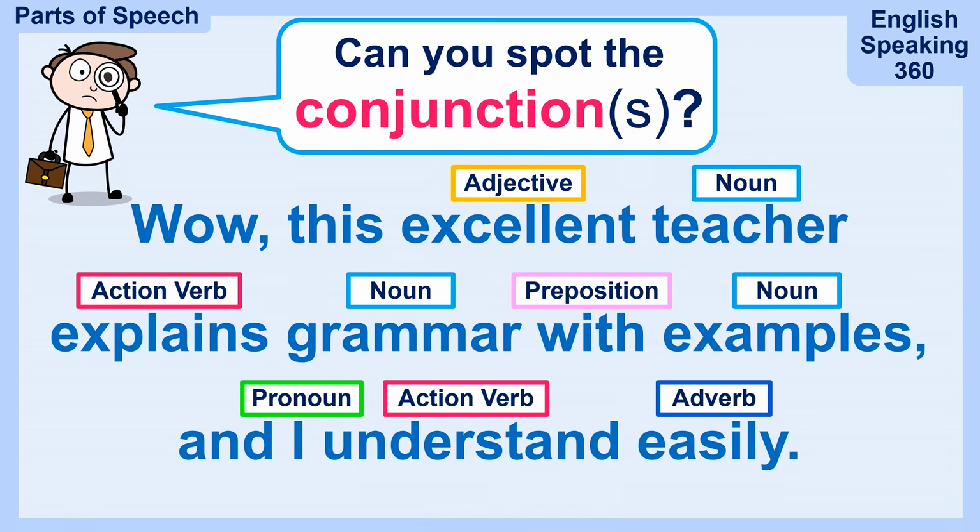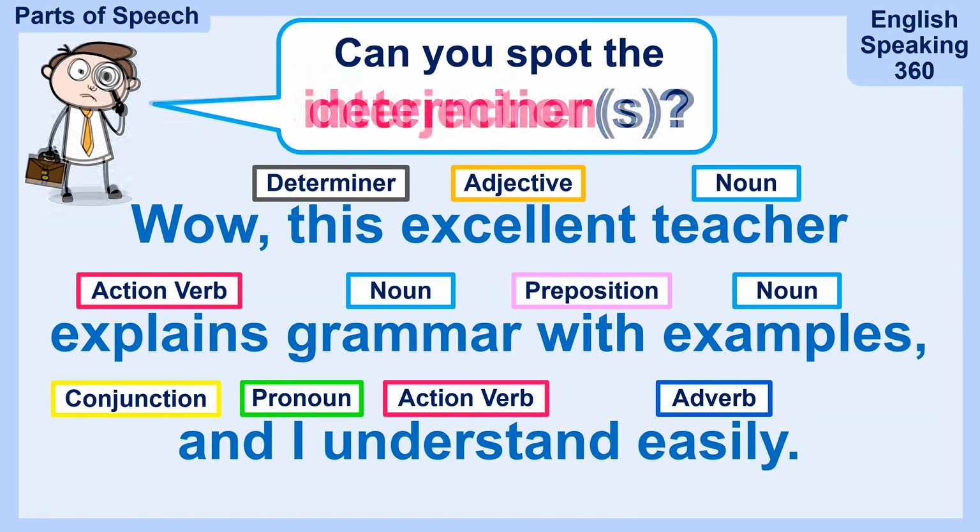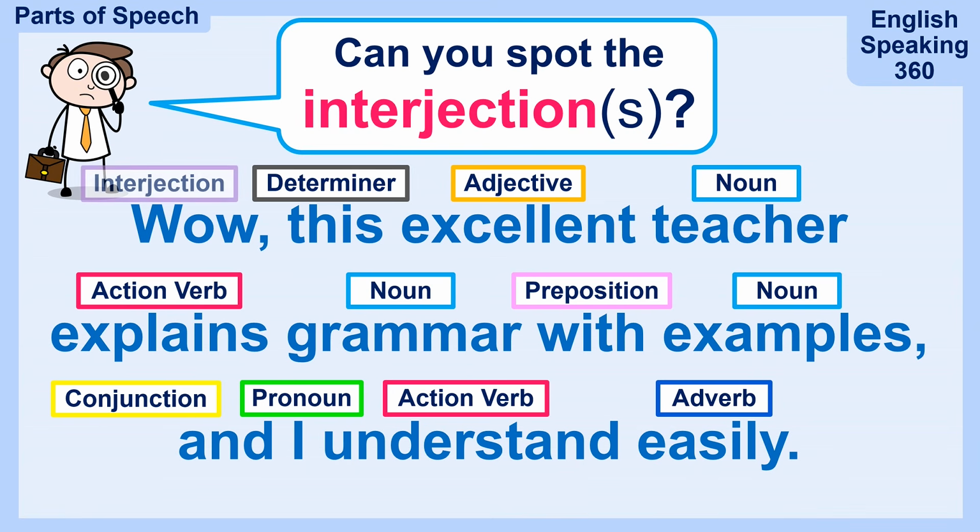How about the conjunction or conjunctions? Remember that a conjunction is a connector. It connects two things together. And in our sentence, "and" is our conjunction. It connects two clauses. Can you spot the determiner or determiners? "This" is a determiner. This teacher, this excellent teacher. And finally, can you spot the interjection? There's only one here. It is "wow." Did you get them right?